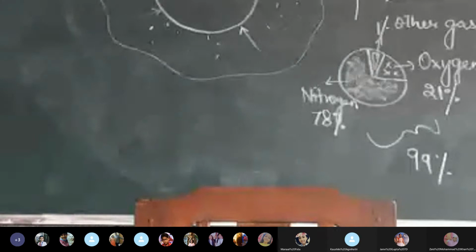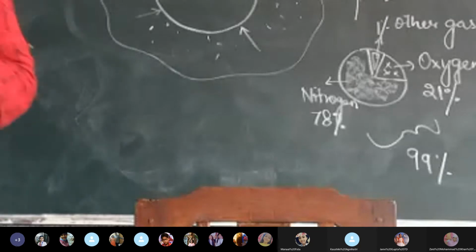Now, coming on to oxygen. Oxygen is the most important gas as living organisms inhale it for their survival. We cannot live without oxygen. It is also essential for combustion of burning matter. Let me tell you what is combustion.